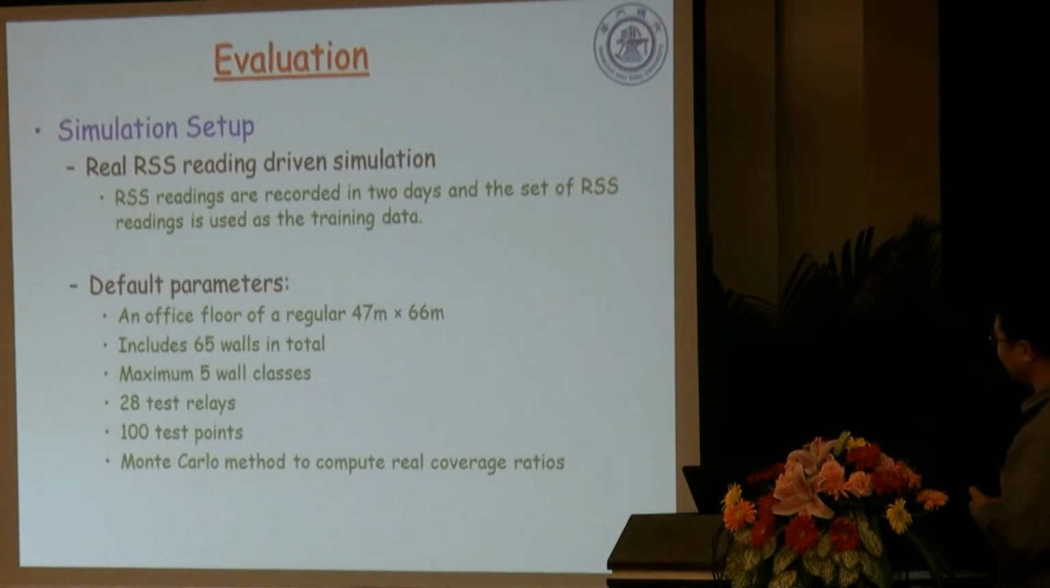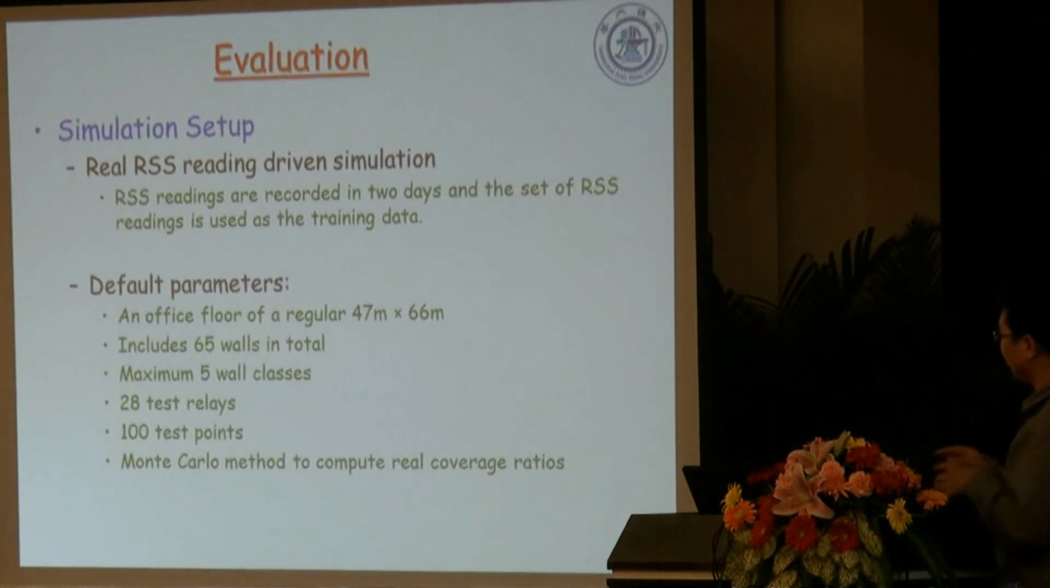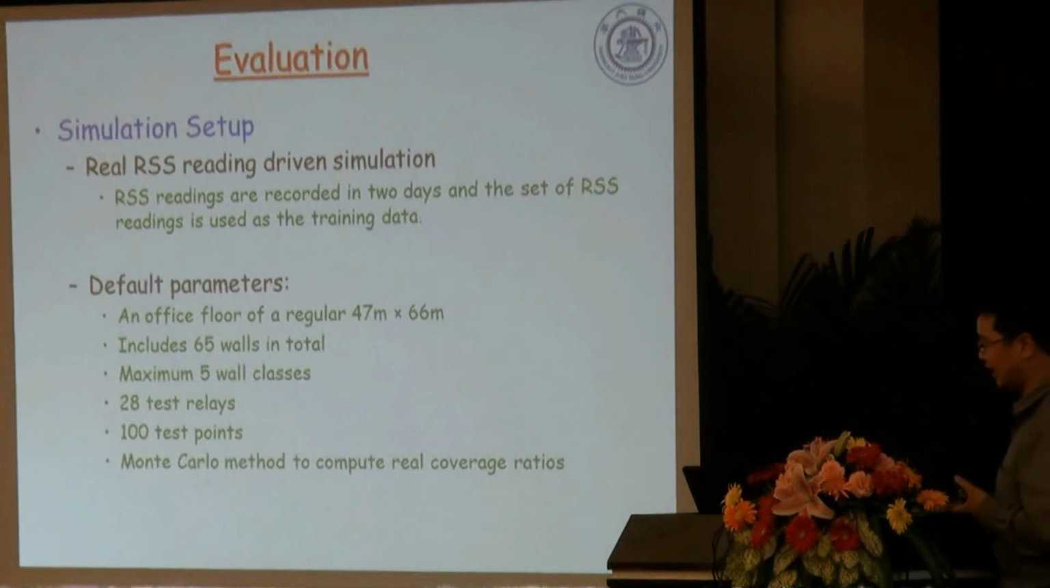And we do evaluation. We obtain a data set for the reading in a given area, considering the walls, and we use the following parameters. That is a regular floor. The size of the region is 47 by 66 meters, and this region includes 65 walls in total. We have 28 tested relays, and there are 100 test points when we collect the training data.